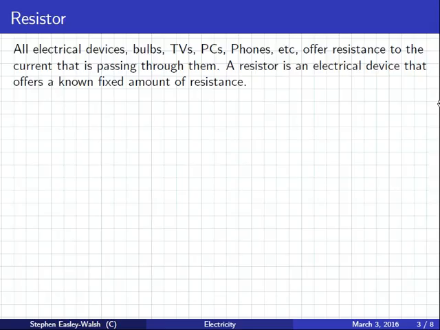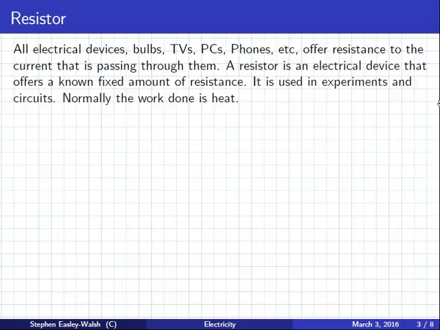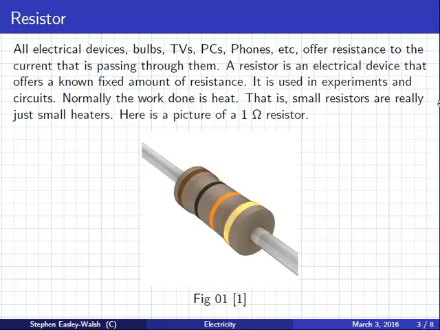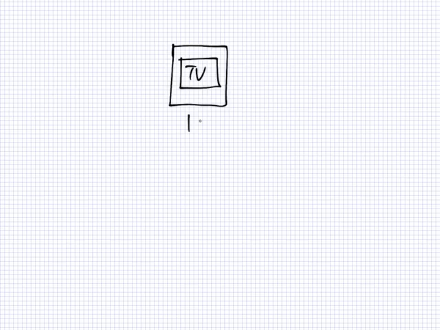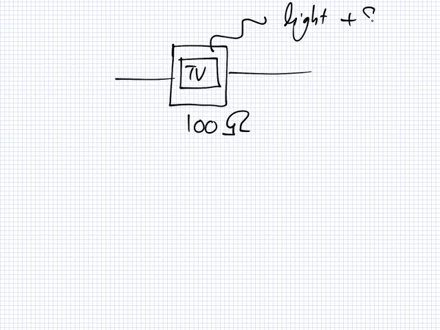Now, a resistor is an electrical device that offers a known fixed amount of resistance. It's used in experiments and circuits. Normally the work done is heat. That is, small resistors are really just small heaters. And here's a picture. Let me try and help explain this a little bit. Everything has resistance. So here's a TV. Maybe this has a resistance of 100 ohms. And what's the energy that comes out? Light and sound and, of course, heat.